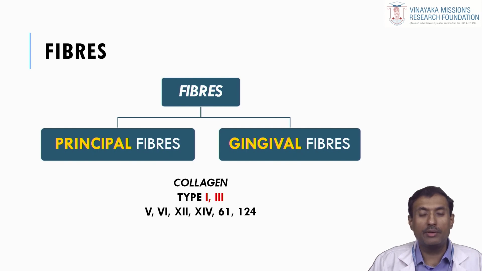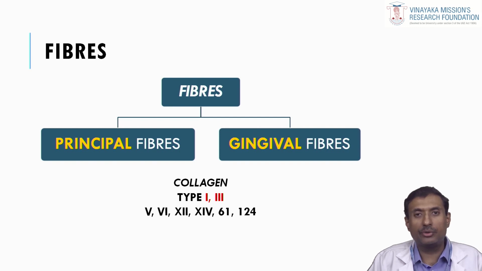There are two basic fibers. We have the principal fibers and the gingival fibers. These fibers are mainly made up of collagen. This collagen is secreted from the synthetic cells which I mentioned before, that is the fibroblasts. So what are the types of collagen which you see? They are predominantly type 1 and type 3. Apart from that, we also have 5, 6, 12, 14, 61 and 124. The two types of fibers are the principal fibers and the gingival fibers.